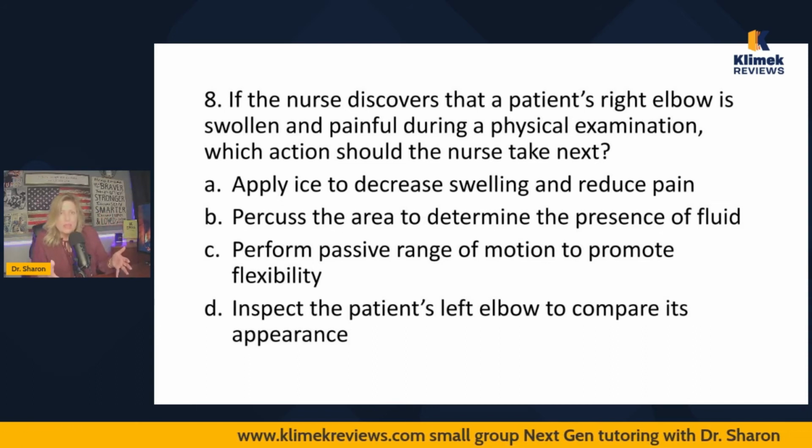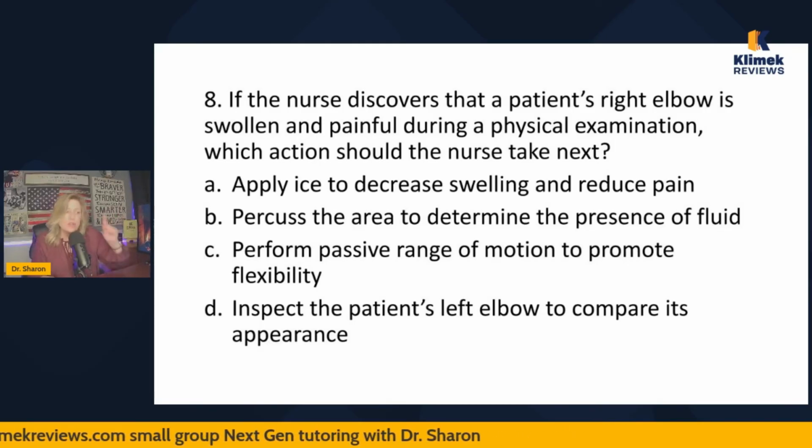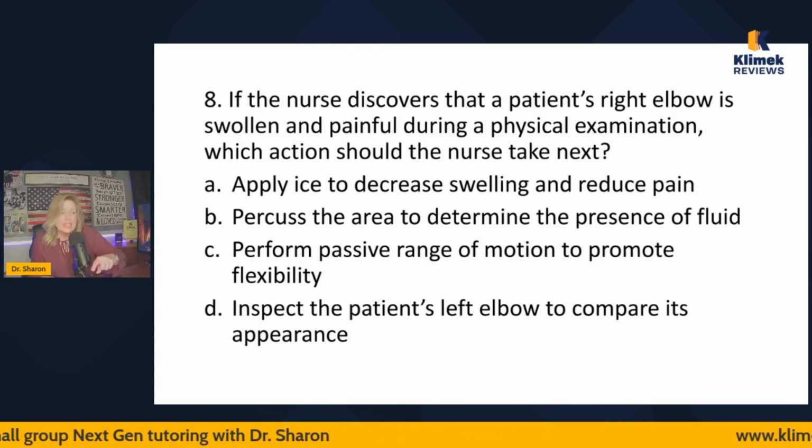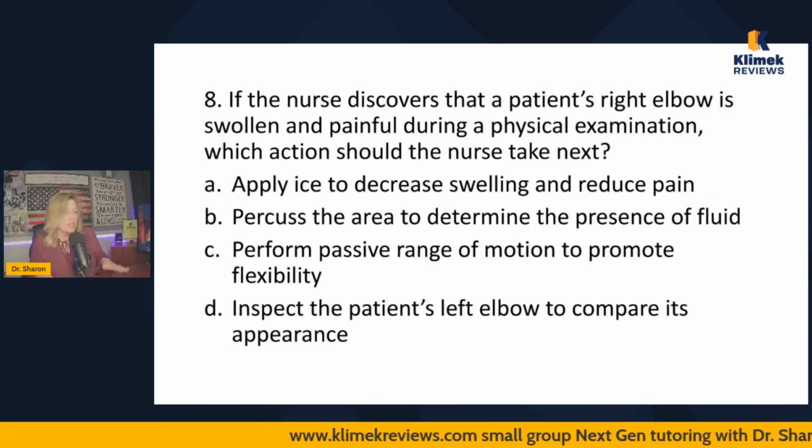No, I'm not ready to intervene yet. So I have to cross off A and cross off C because those are both interventions. Apply ice is an intervention. Perform passive range of motion is an intervention. I'm crossing off those because I'm not ready to take action yet. So I still have to assess.